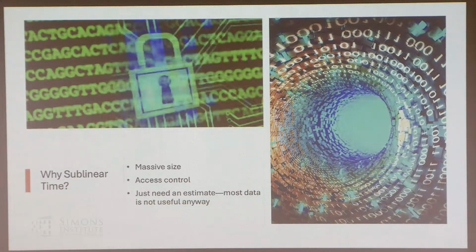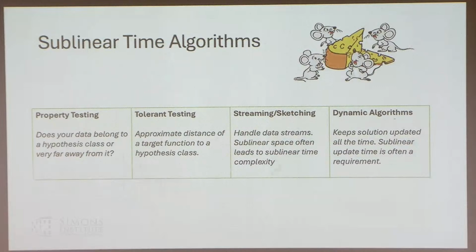Since this is the last talk of the Sublinear Bootcamp workshop, I don't need to motivate sublinear algorithms. Obviously, massive size, you could have access control, you just need an estimate. Most data is not useful anyway, so there could be multiple reasons to study sublinear time algorithms. Now, where do sublinear time algorithms appear? There are 4 different areas in my research where I have encountered them, so I thought about showing these different aspects.